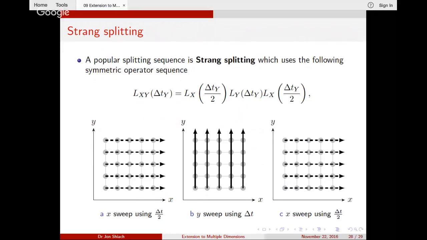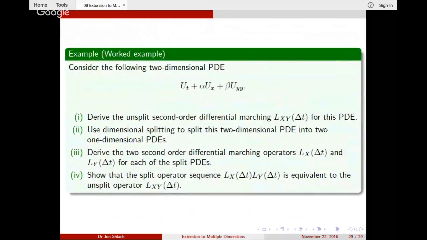Okay, I'm going to finish off with a worked example, just to finish off the chapter. There is a lot of theory here, not a lot of practice, but hopefully you're not finding it too difficult.